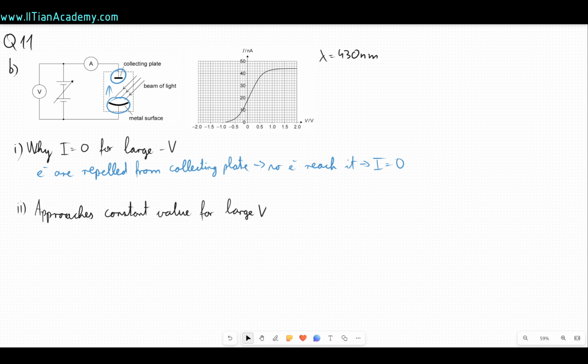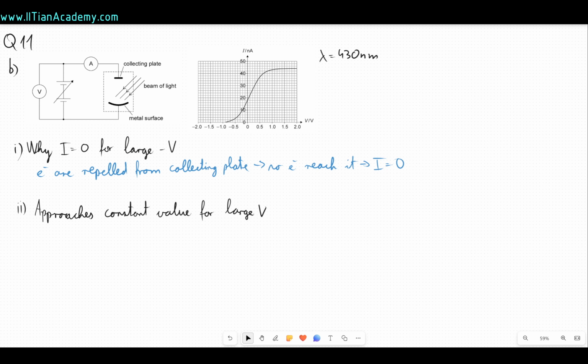But if we flip it, so if we make the potential negative, then this becomes negative and this becomes positive. So the electrons will be repelled from this side, so they will be pushed against their will to jump over.